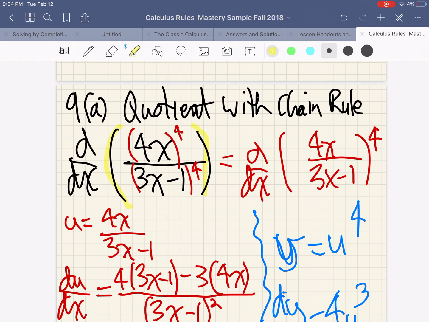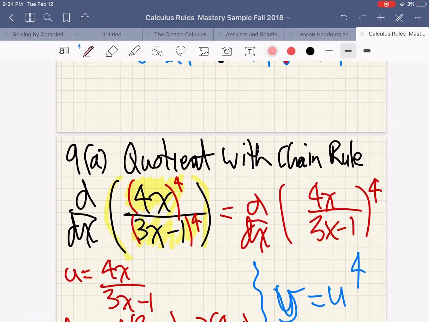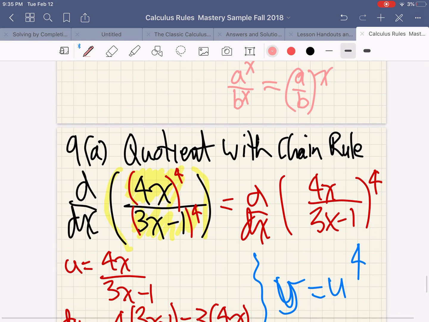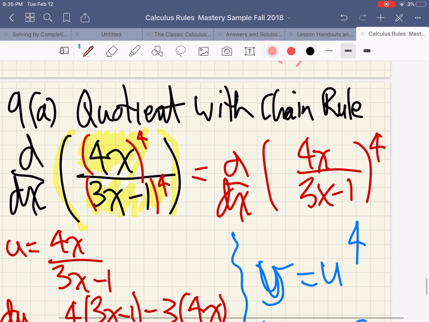This would be a question where you see a function on the top with an exponent and a function on the bottom with the same exponent. In general, if I have a to the x over b to the x, that just equals a over b, all to the x. We use that property to simplify this one.